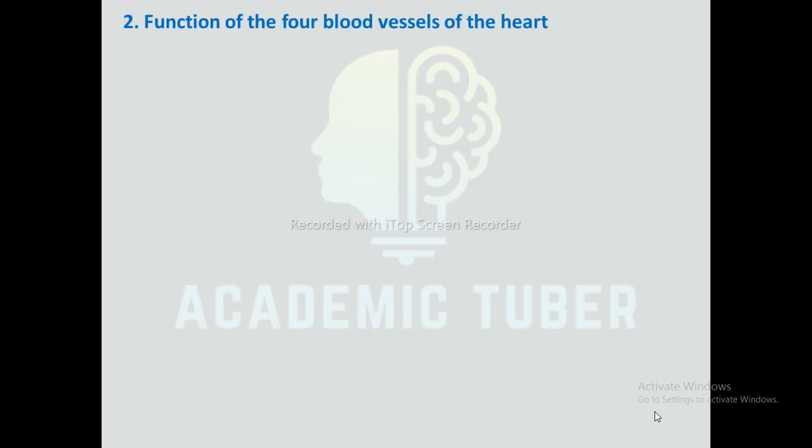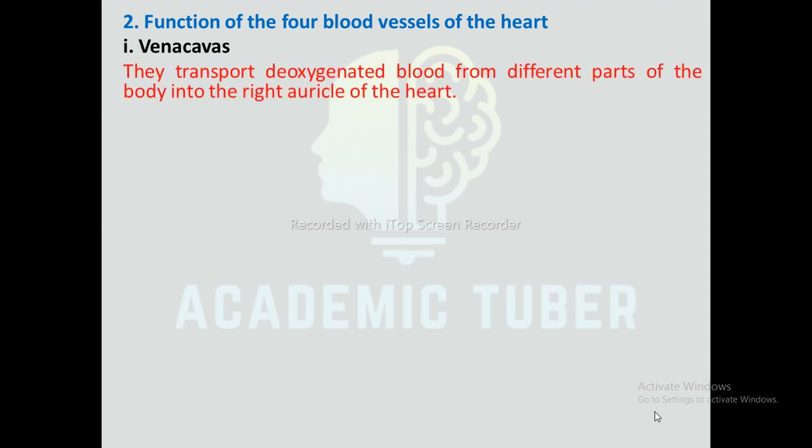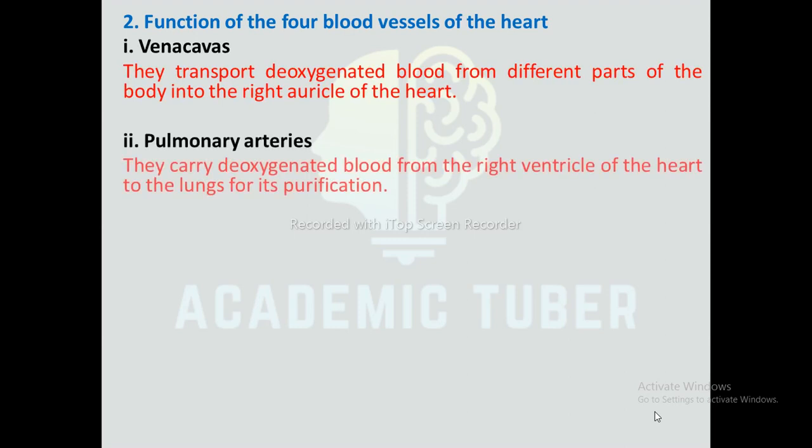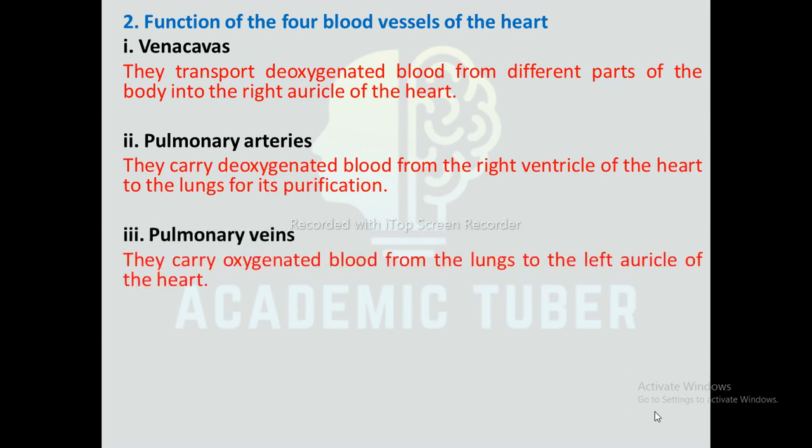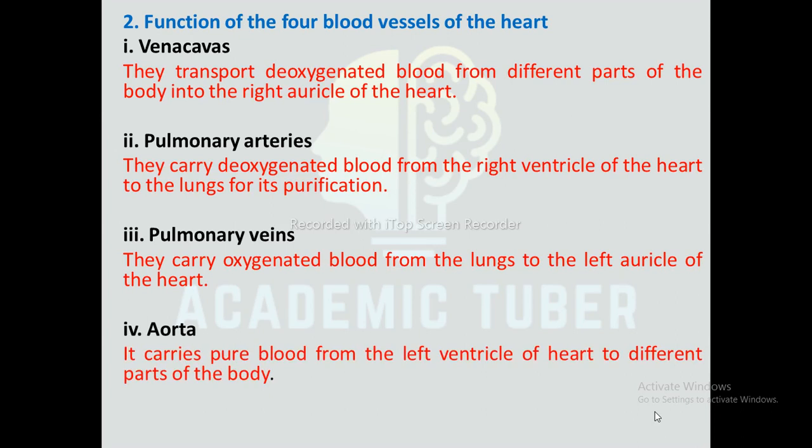Function of four blood vessels of the heart. Vena cavas. They transfer deoxygenated blood from different parts of the body to the right auricle of the heart. Pulmonary arteries. They carry deoxygenated blood from the right ventricle of the heart to the lungs for its purification. Pulmonary veins. They carry oxygenated blood from lungs to the left auricle of the heart. Aorta. It carries pure blood from the left ventricle of the heart to different parts of the body.